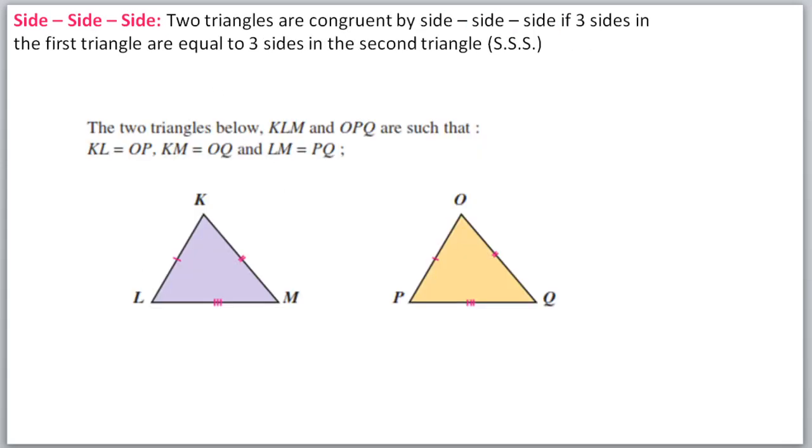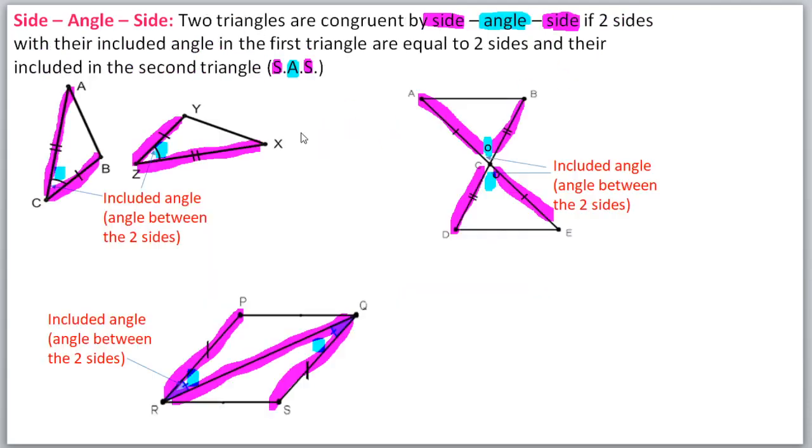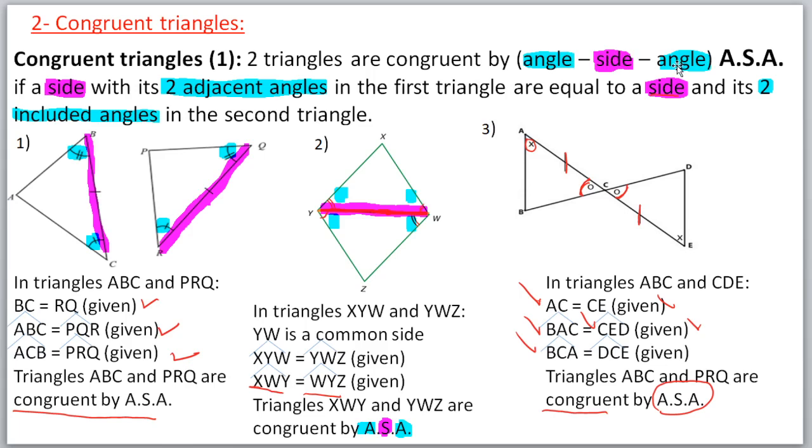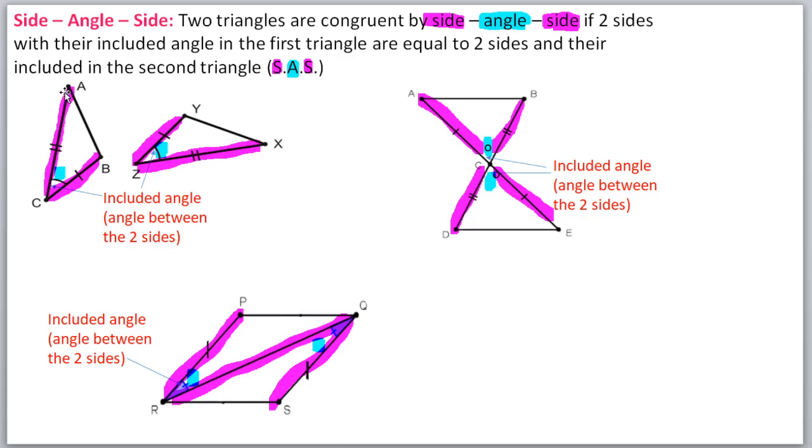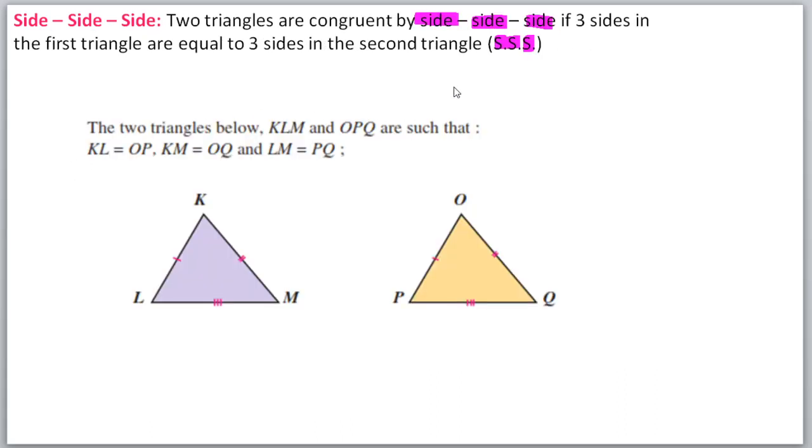Okay, we still have the third property, which is side side side. Two triangles are congruent by side side side if three sides in the first triangle are equal to the other three sides in the other triangle, which is called SSS. So we have three cases till now: angle side angle, two angles and one side; side angle side, two sides and one angle; and side side side. In those three cases the triangles are congruent, meaning identical, same area. If you put the triangles above each other, you get the same shape. They fit above each other.